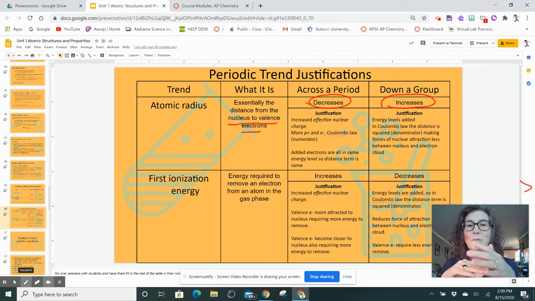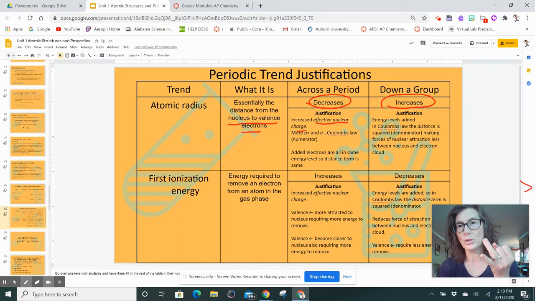So things at the bottom of the periodic table are bigger than things at the top. Things on the right side of the periodic table are smaller than things on the left. Justification is we have an increased Z effective. As we go across, we have an increased Z effective. By that, I mean we have more protons and more electrons.